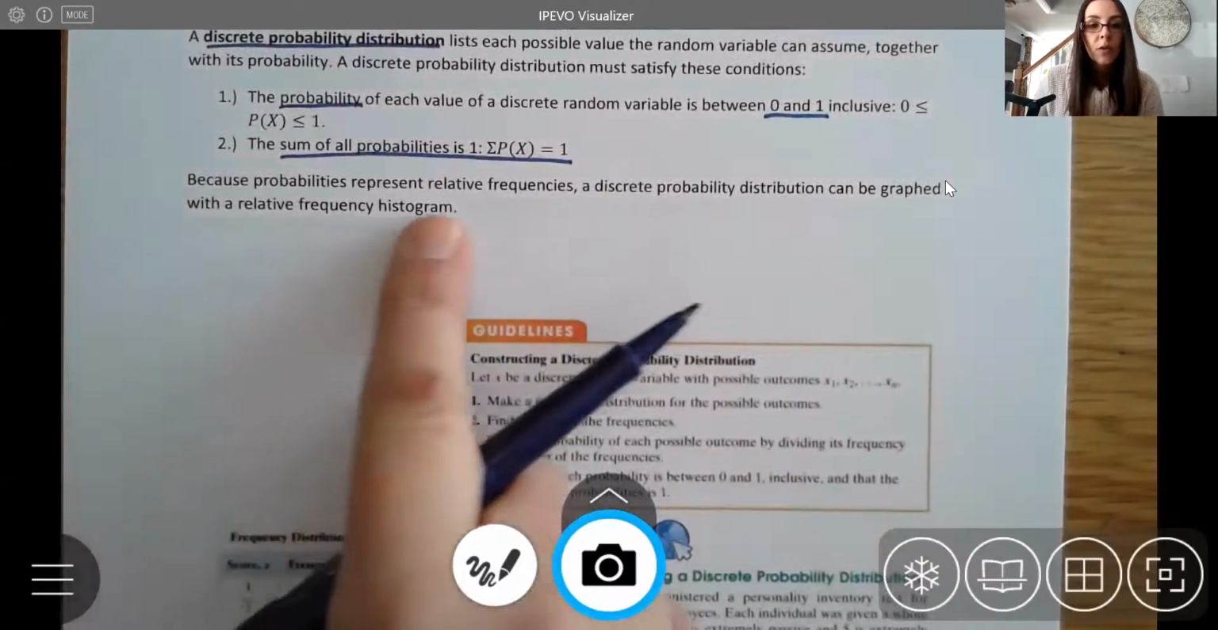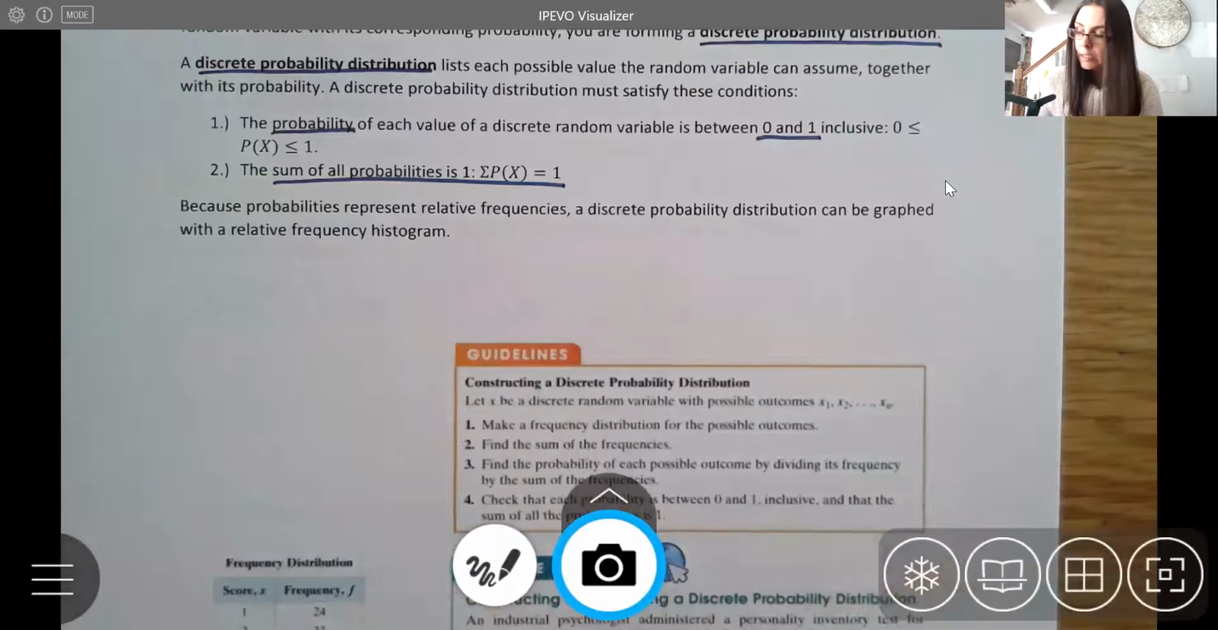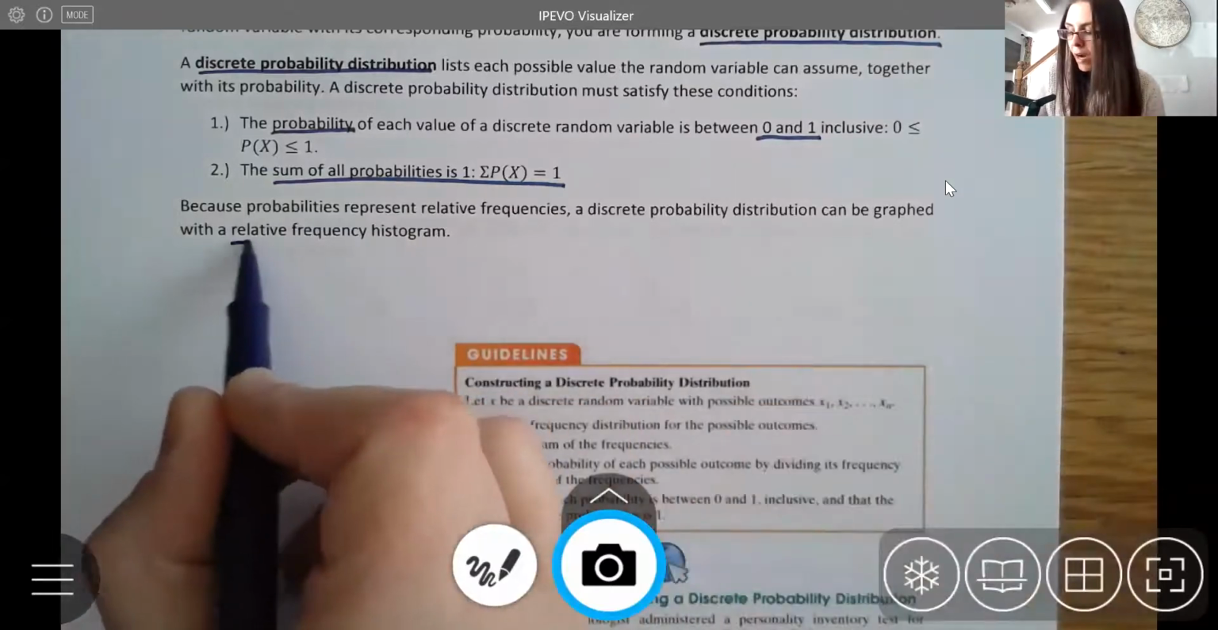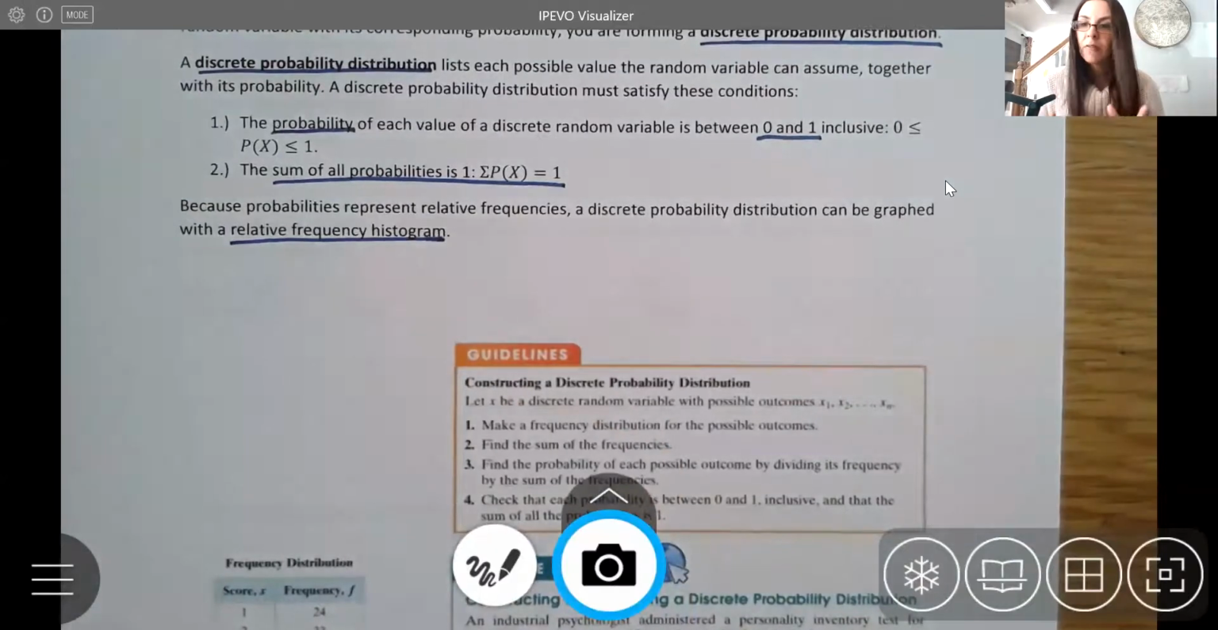Now, we can also graph our discrete probability distributions, and we would graph them the same way we would graph a relative frequency histogram that we learned already about. So really, it's very, very similar to those relative frequency tables and relative frequency histograms. So we're doing very similar calculations. It's just that instead of using classes, we're talking about individual outcomes.